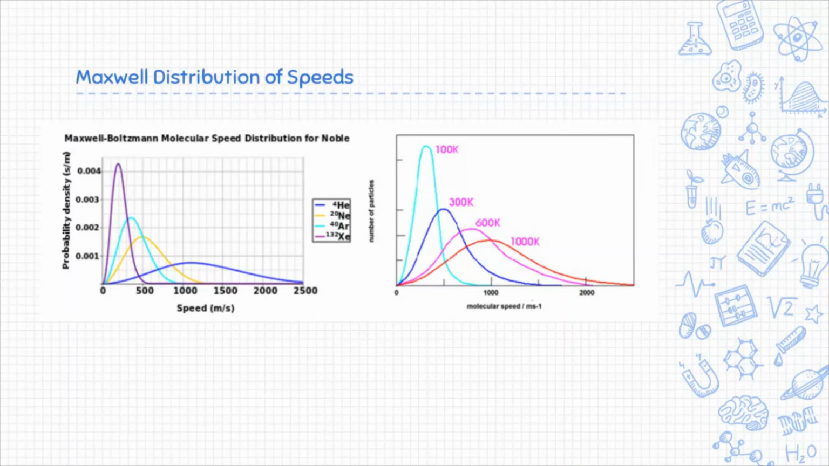And from these two graphs, from this first graph on the left, you can see four different noble gases that were used in the experiment. As you can see, xenon is the heaviest and it has the smallest interval. Basically, the smaller the interval, the more similar the velocities of two xenon molecules are. They all tend to have very similar speeds. The standard deviation is small.